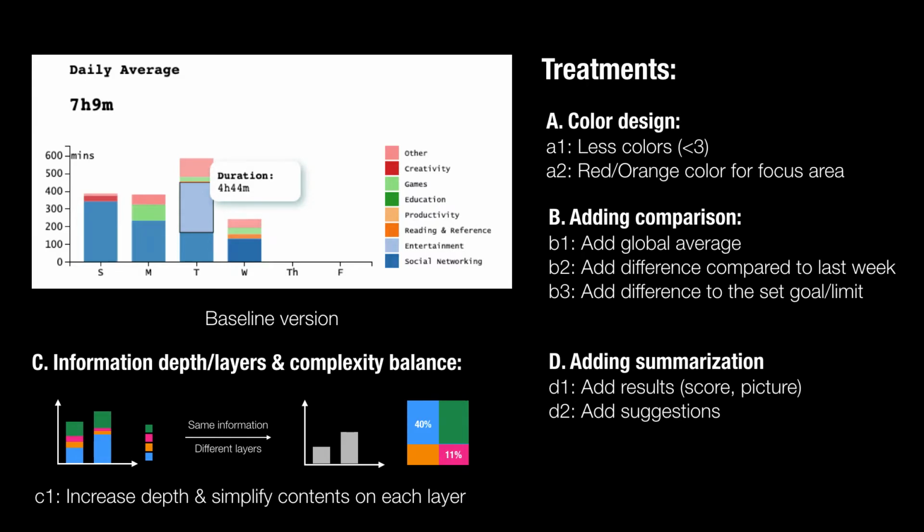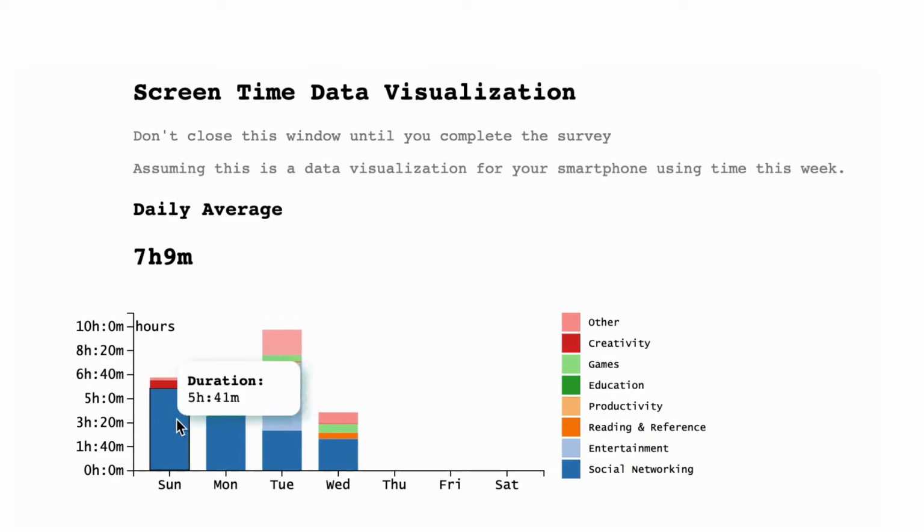So for that purpose, I designed 4 different treatments and, with a baseline version, tried to explore what kind of treatment can help users change their behavior. The baseline version looks like this. It's pretty simple. You can hover on different stacked bars to see the exact time you spend on different categories.